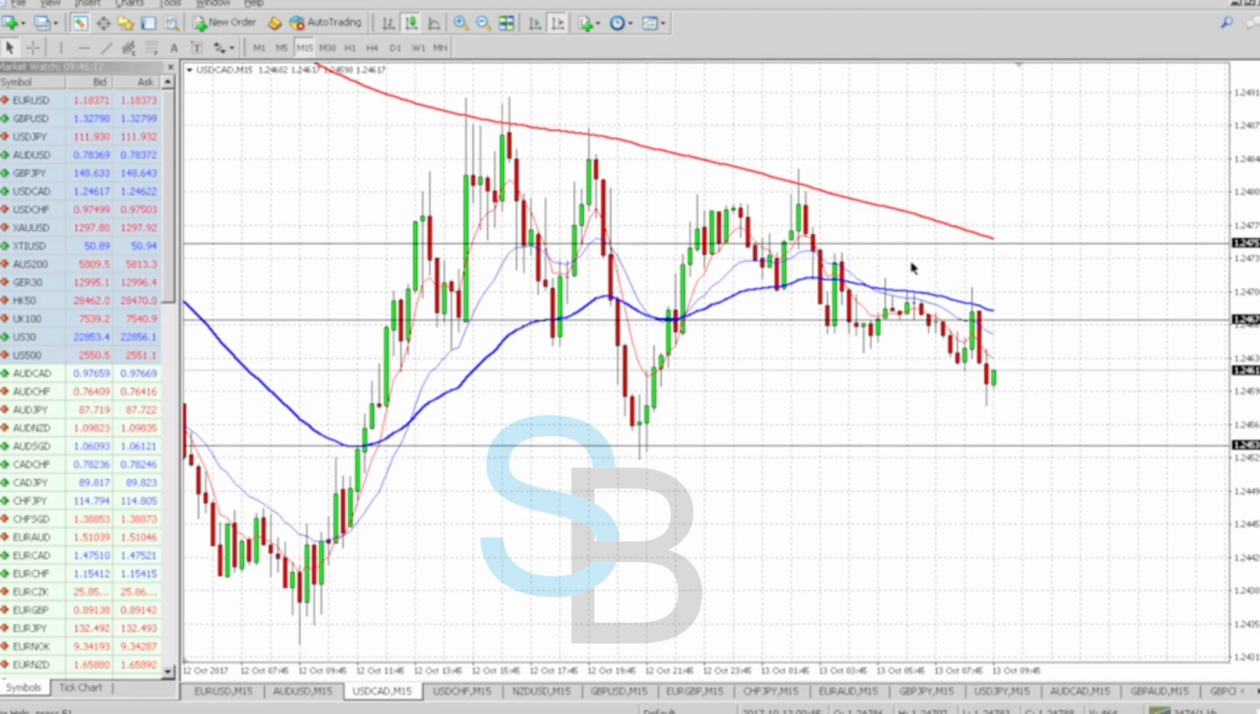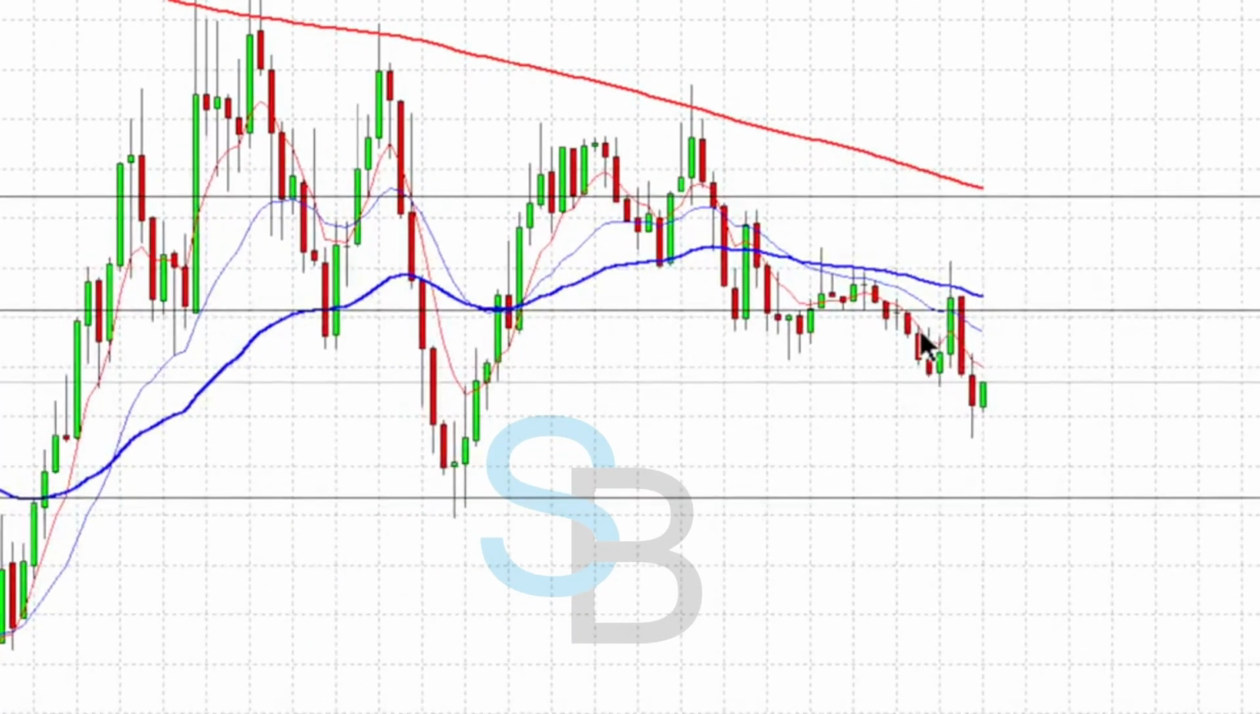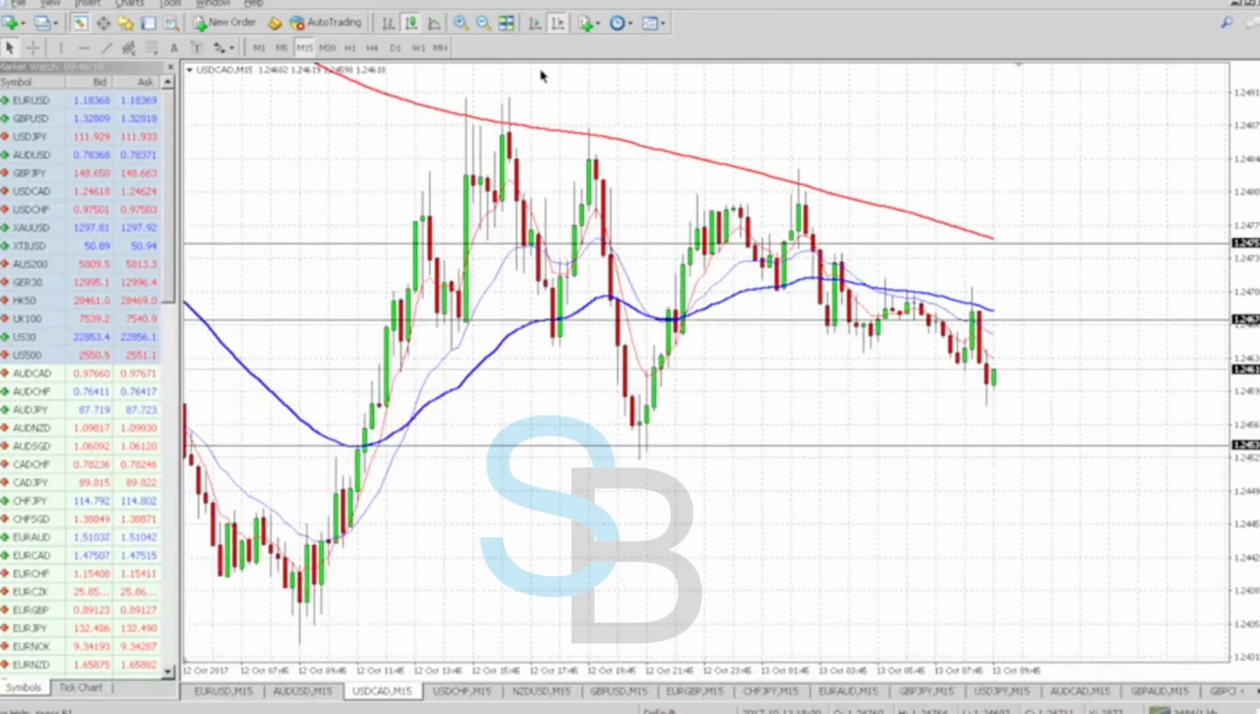So you can see it's a clear downtrend, right? With the 618 below 50, 50 below 200. And again, you check with the hourly candles as well, right? So that's what I do.